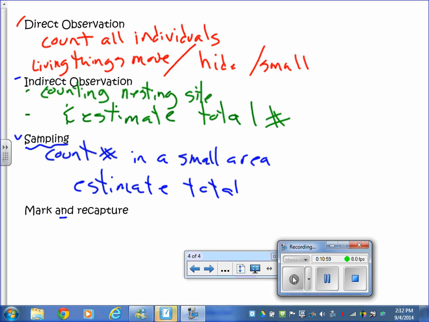Mark and recapture is just like it sounds. How does mark and recapture work for observing a population? Anybody?